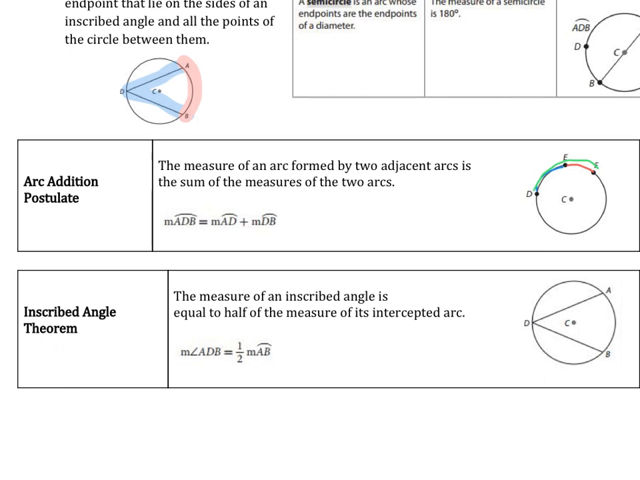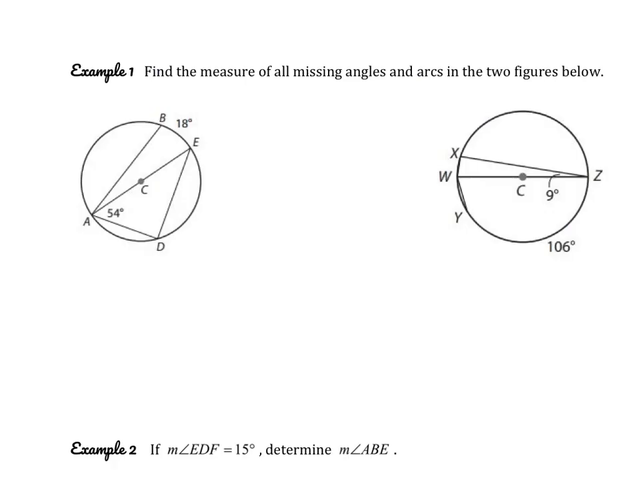And then the second one is called the Inscribed Angle Theorem. So this is going to be an extremely useful theorem for us. It says that the measure of an inscribed angle is equal to half the measure of its intercepted arc. So again, here we have an inscribed angle. Here is the intercepted arc. So the angle is always exactly half the arc. Or if you're going backwards, the arc is always going to be double the angle.